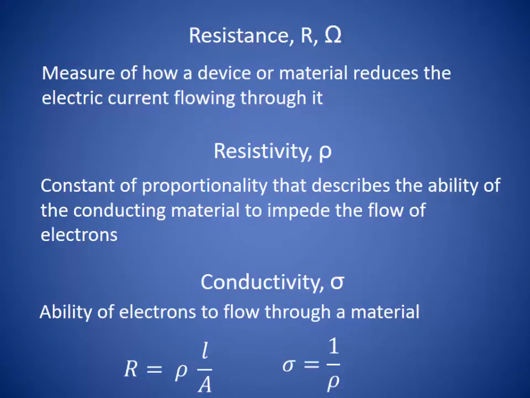So to sum up, resistance is a measure of how a device or material reduces the electric current flowing through it. One of the variables that determines resistance is resistivity, and this is specific to different materials. We can also use the conductivity, which is the inverse of the resistivity.